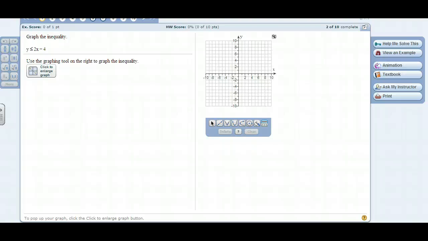Alright, this is your 8.1 homework set. Inequalities and systems of inequalities. So when we're graphing an inequality, we just want to do a couple things. One, I'm going to show you just basically the gist of it, how to use this tool, and then also how to use your calculator to help you.